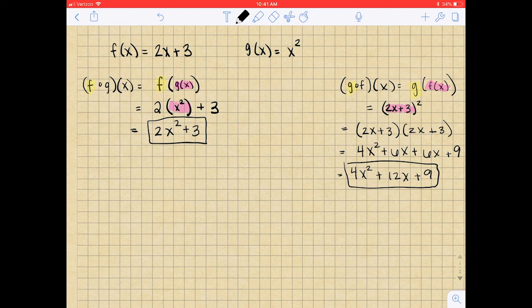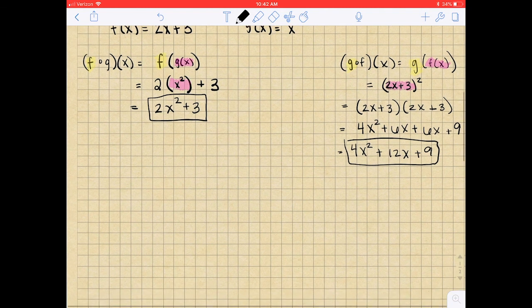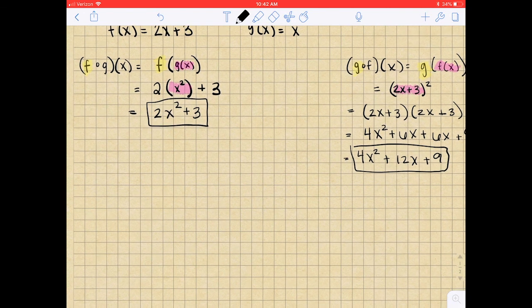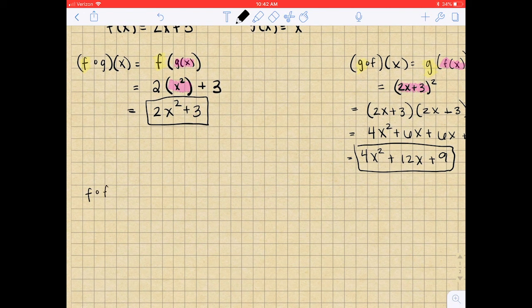If I want to do f composite g, I have to make sure I choose the f function as my outer function, because I won't get the same answer if I don't. Now, another thing to know is that you can actually compose a function within itself. So I could actually ask you to find f composite f of x. And it's a little weird, right?